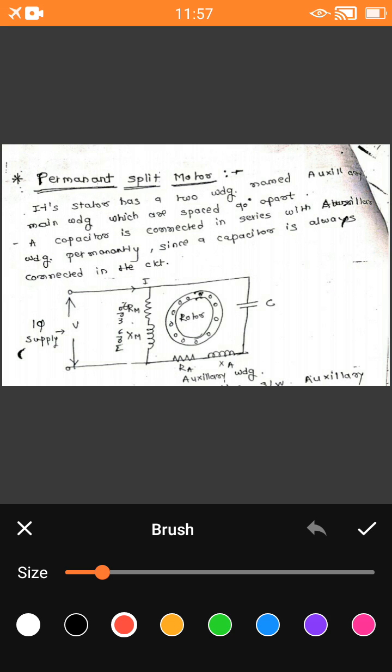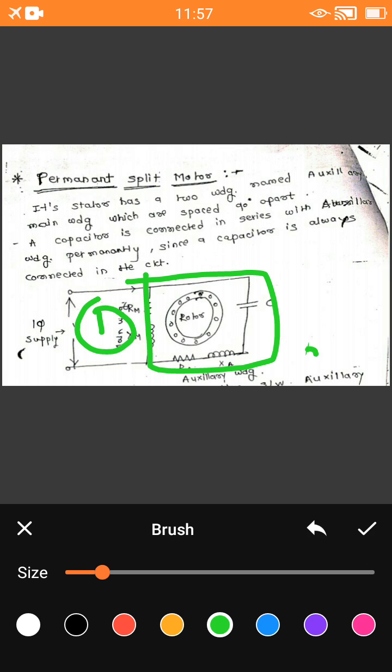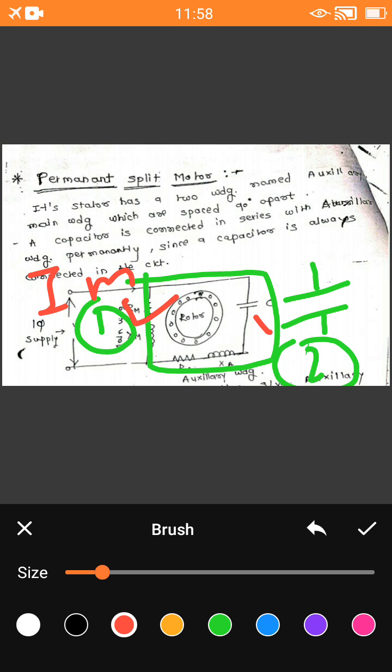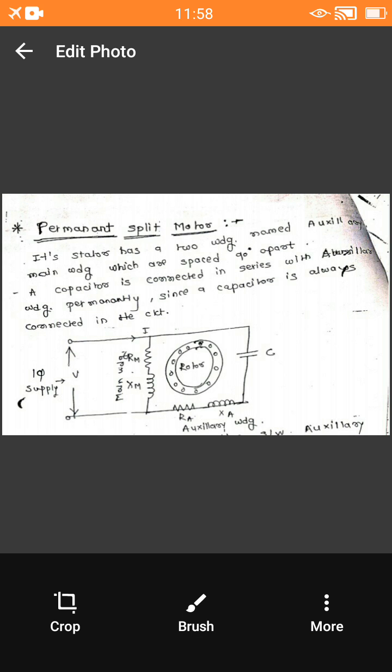As shown in the figure, here is the stator of the induction motor, in which one winding is called the main winding, the second one is called the auxiliary winding, and one capacitor is connected in series with the auxiliary winding. The current flowing through the main winding is Im, the current flowing through the auxiliary winding is Ia, and the total current flowing through the circuit is I. This is the construction of a single phase permanent split induction motor. Now we'll start the detailed description.